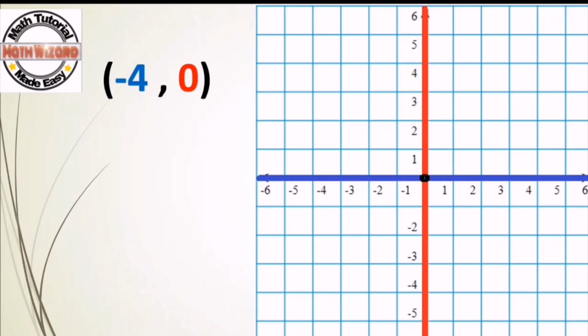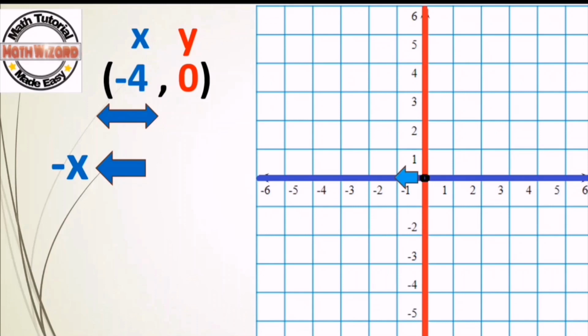Let us try another example. (-4, 0). So again, we identify the value of x and y. The value of x is -4. So let us decide if it is going to the left or going to the right. Since it is negative, therefore we go to the left. How many units from the origin? 4. 1, 2, 3, 4.